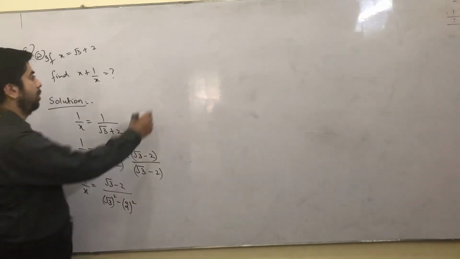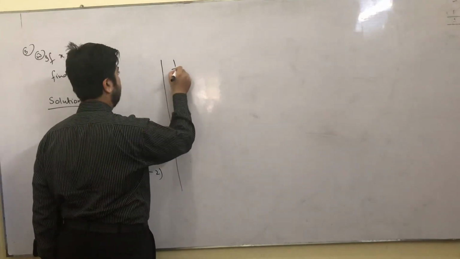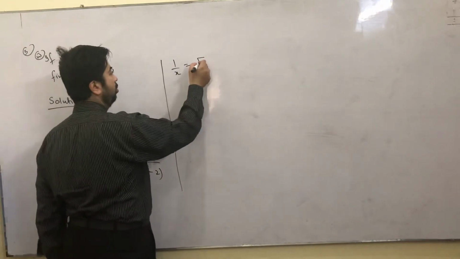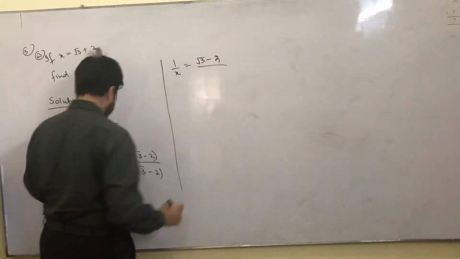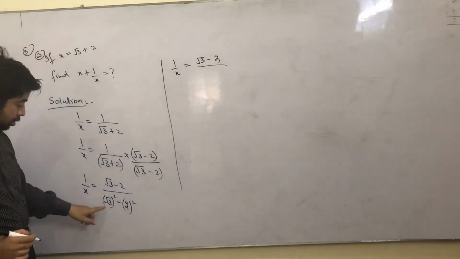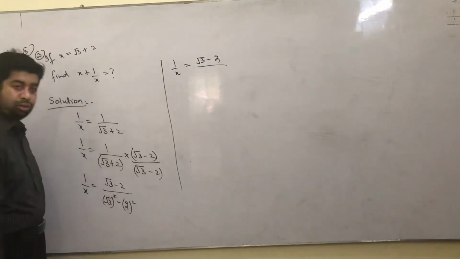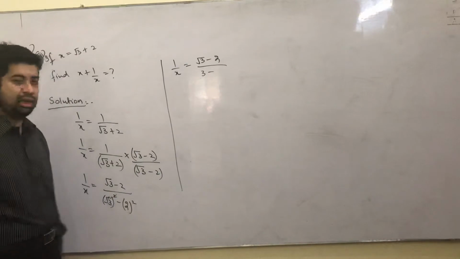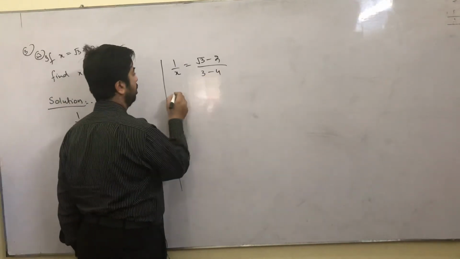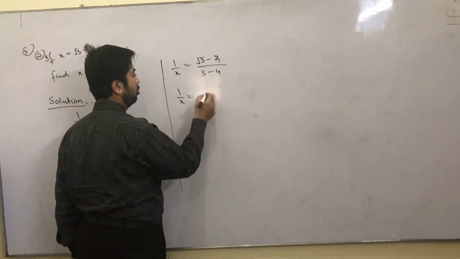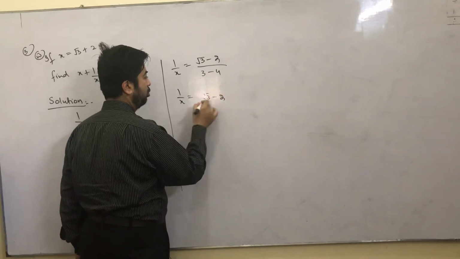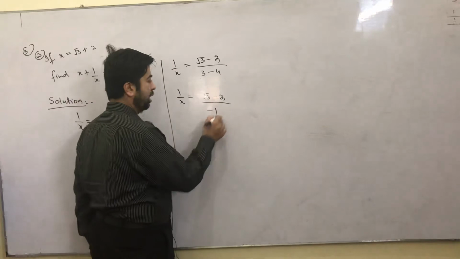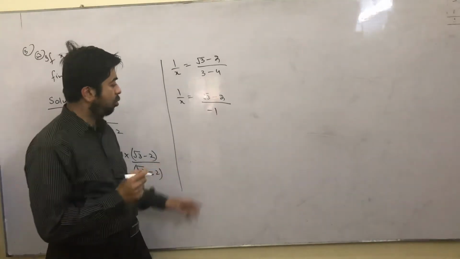So now 1 over x is equal to square root 3 minus 2 in the numerator. In the denominator, you see that the square is going to cancel with this square root. This is 3 minus 2 squared, that is 4. So 1 over x is equal to square root 3 minus 2, and in the denominator 3 minus 4. You know very well the answer, that is minus 1.